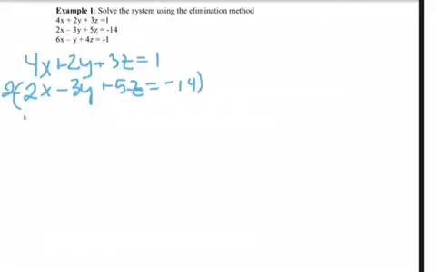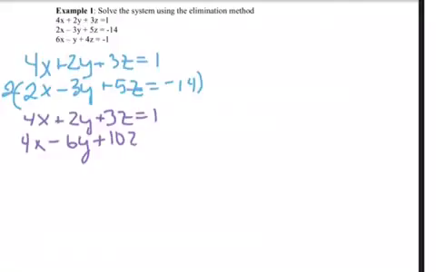So now what I have is 4x plus 2y plus 3z equals 1. I didn't do anything to that one. Now I'm going to multiply the 2 in the bottom through everything. So that's going to give me 4x minus 6y plus 10z equals negative 28.